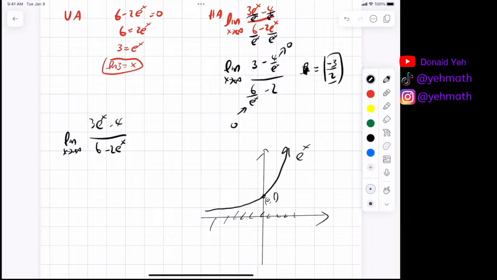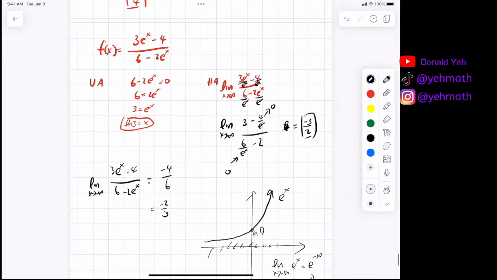But if I go to negative infinity, so the limit as x approaches negative infinity of e to the x, that's going to be e to the negative infinity. That's equal to 0 according to the graph. So anything with e to the x is going to be 0, so it's going to be negative 4 over 6. That's equal to negative 2 over 3. So exactly opposite than the other one. So you got natural log of 3 for the vertical asymptote, and you got negative 3 over 2 for one horizontal asymptote, and negative 2 over 3.